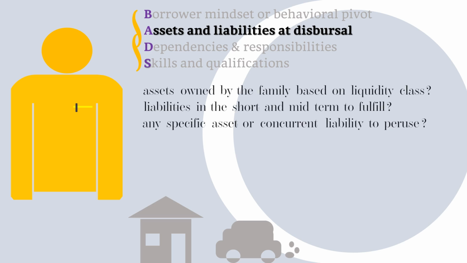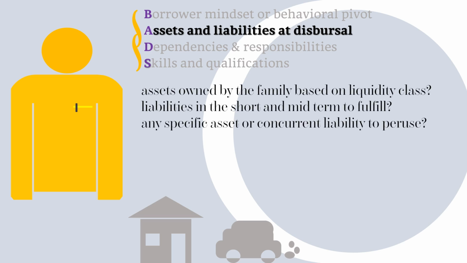Assets and liabilities at disbursal point is important equally to understand. What are the assets owned by the family based on liquidity class? What are the liabilities in the short and mid-term to fulfill by the borrower? Any specific asset or concurrent liability to produce, which may cause sharp drops.